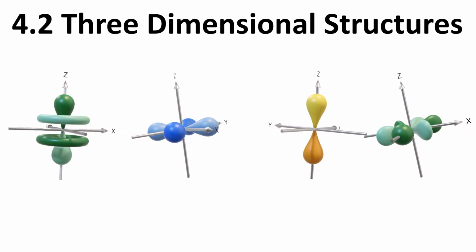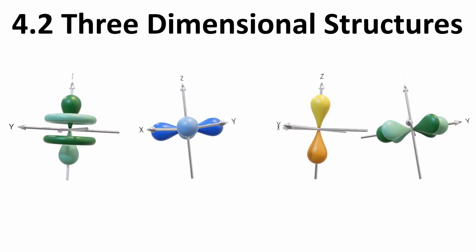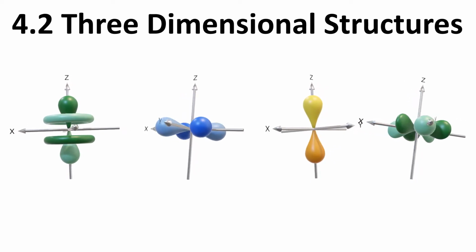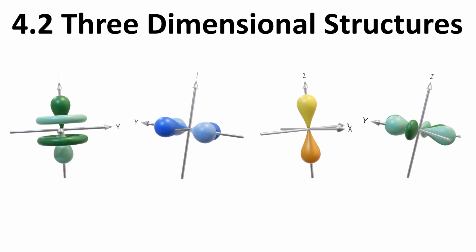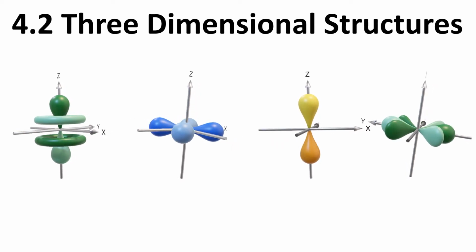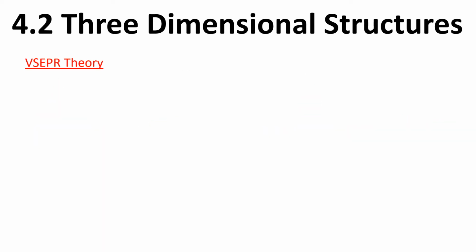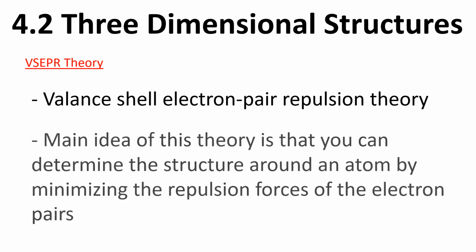In this video, we are going to check out how to draw objects in 3 dimensions. All right, so the theory is called the VSEPR theory, which stands for the valence shell electron pair repulsion theory. So we need to know how to draw molecules and represent their electrons and electron pairs.